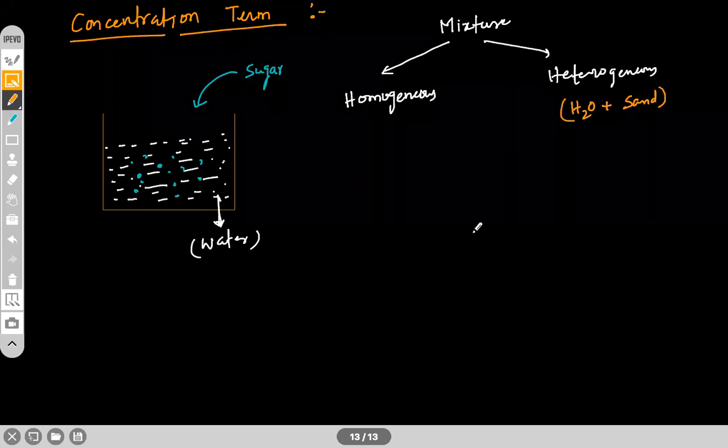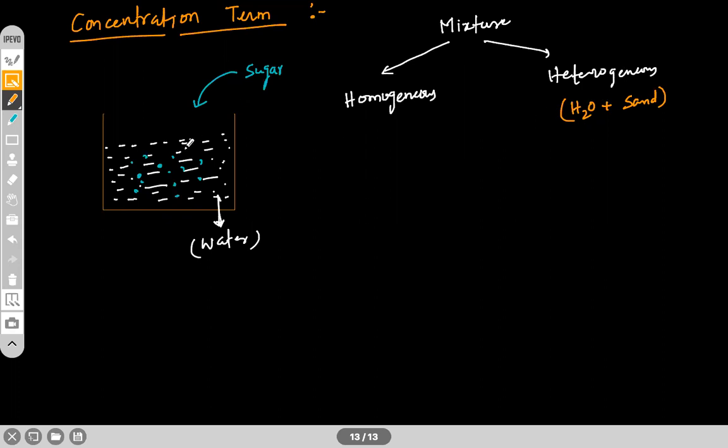Yes or no, guys? Sand won't get dissolved. It will get settled down into this vessel, right? It won't get dissolved into the water here, right? So this is the heterogeneous mixture.